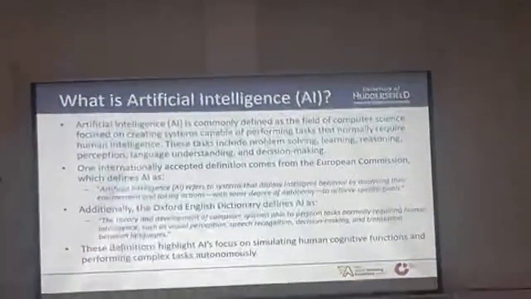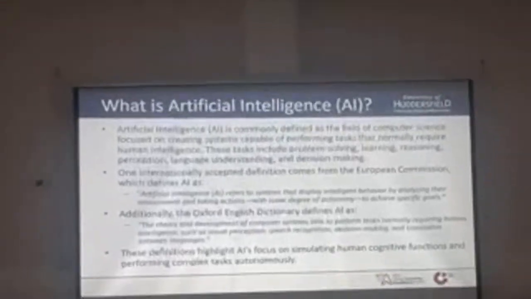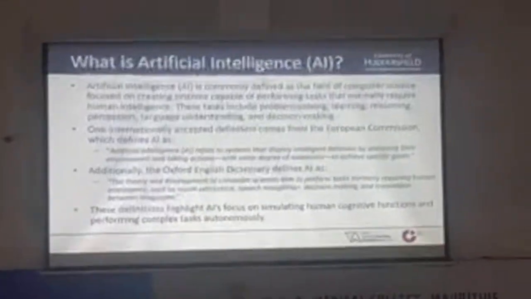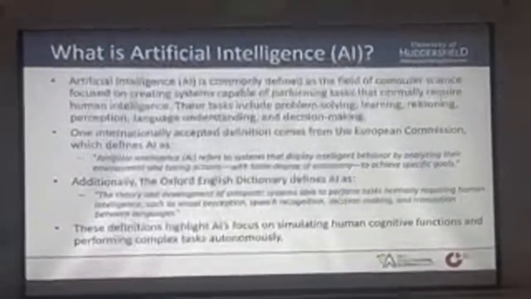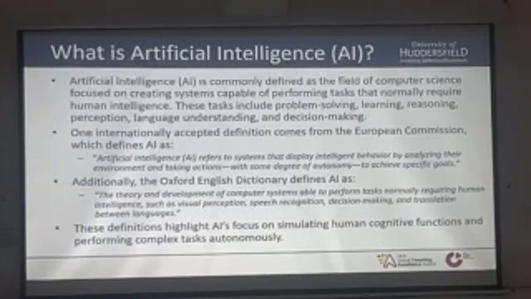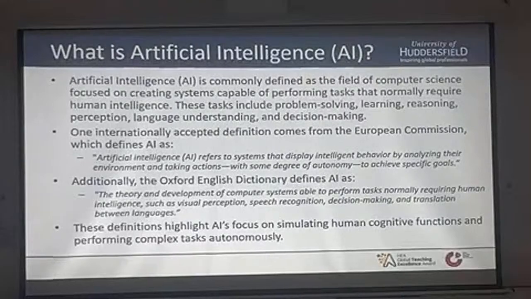The first definition is actually given by the AI itself. So I asked ChatGPT what the most commonly used definition of AI is. It gave two definitions. One is the definition by the European Union, which is the most widely accepted definition, and the other is the Oxford Dictionary definition.